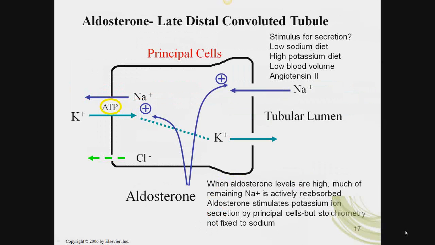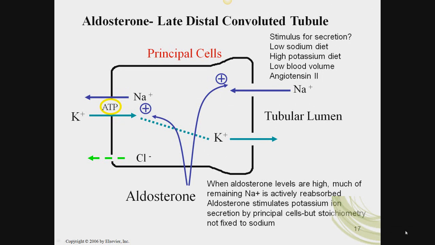Here's a picture of the principal cells, one of two different cells found at the late distal convoluted tubule. There are two different cells, principal and alpha intercalated cells. The alpha intercalated cells, you will hear more about that when you get your acid-base lecture in lab.